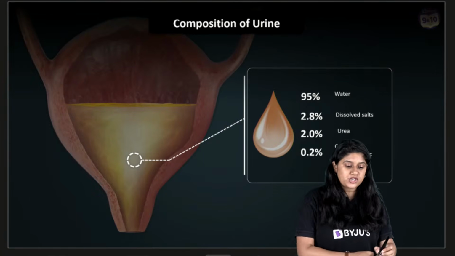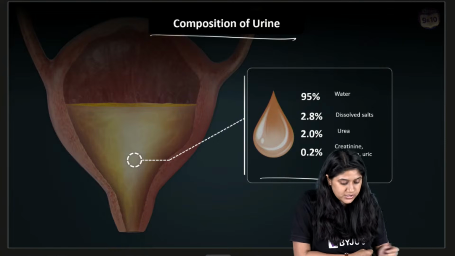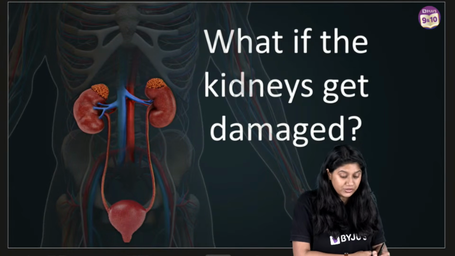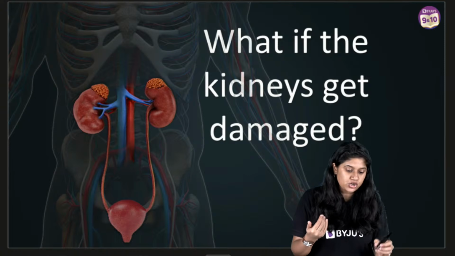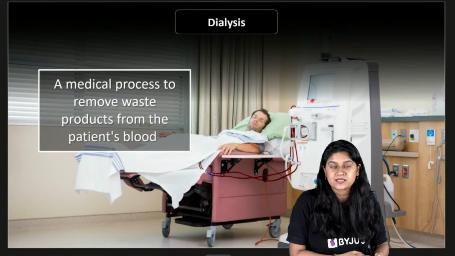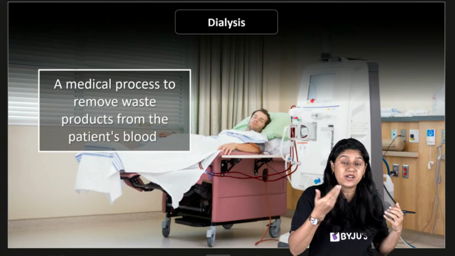Let's talk about the composition of the urine, everyone. It has most of the water, dissolved salts, urea, and some other chemicals also. A very important question which is usually asked: what will happen if one of the kidneys is damaged, or if both the kidneys are damaged? Of course, there is a process which is called dialysis.